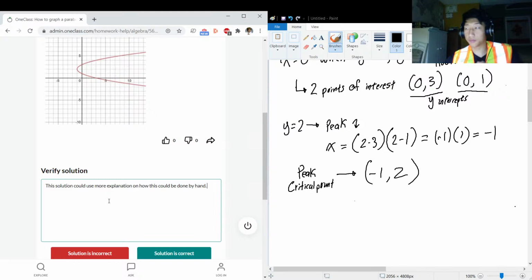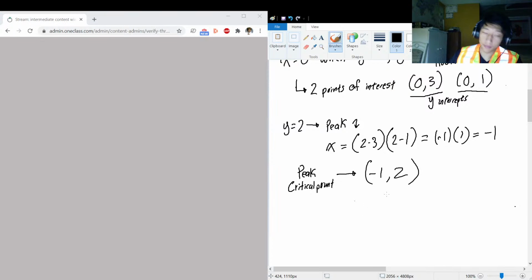Yep, so once you got the points of interest, connect the dots, and that should be pretty good. Okay, awesome.